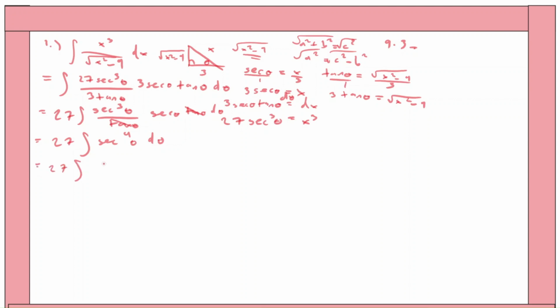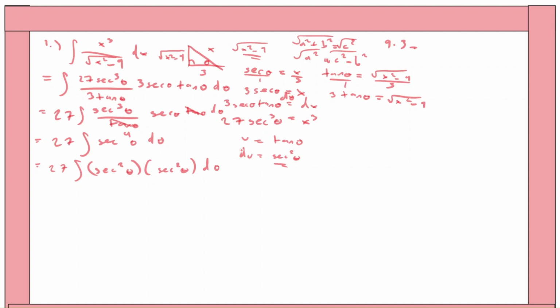So first, we can break up the secant to the fourth into secant squared 2 times. And then if you notice, secant squared theta could be some sort of derivative. So let's maybe see if we can do that. Let's say we want the du to be the secant squared theta, and then the u to be what function we give a derivative for secant squared. And that's probably going to be tangent of theta. Tangent's derivative is secant squared.